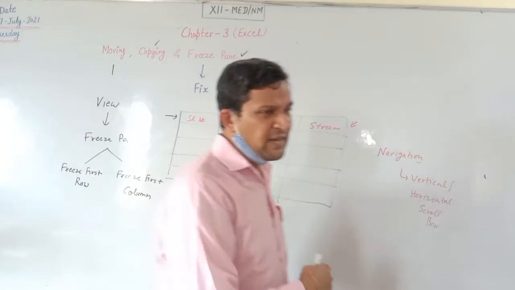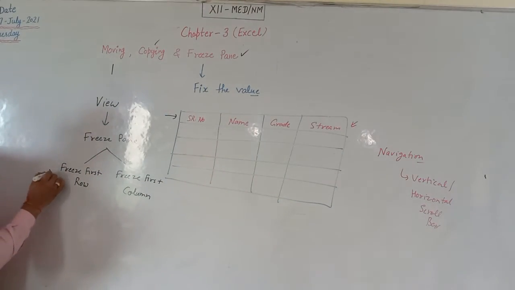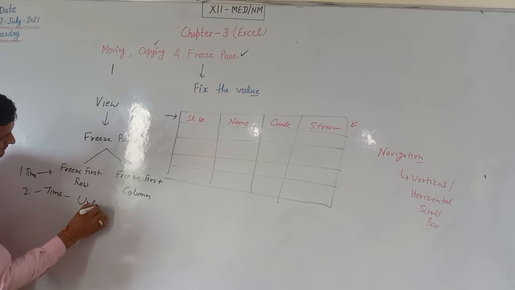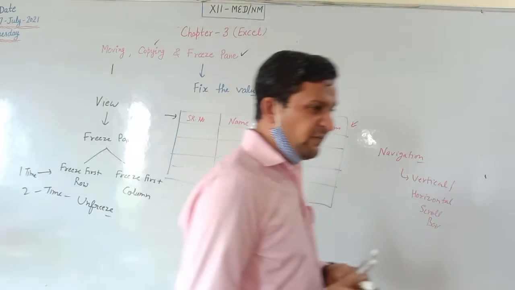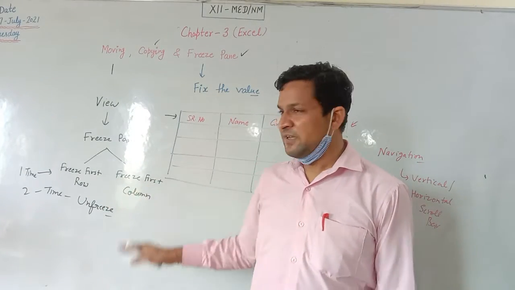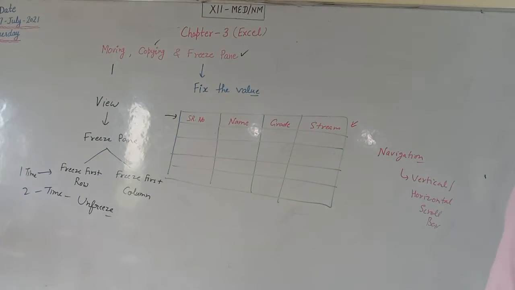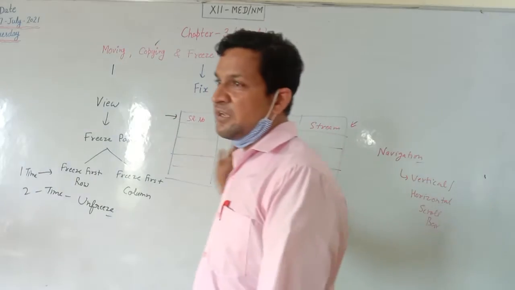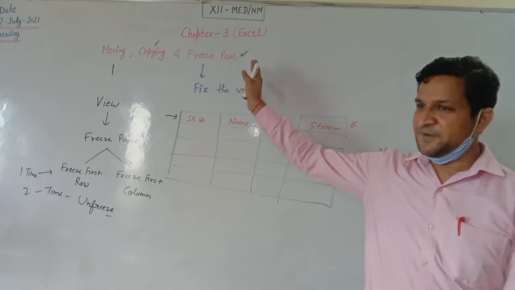Second time you select again, it will become unfrozen. So two options are there. One time it is freeze, second time it is unfreeze. When you freeze, then the option will be there: unfreeze first row. If you freeze the first column, then next time the option will be there: unfreeze first column. We can fix the position of the first row and first column. Data will be as usual. Either you are having any number of records, no problem. This is the concept of freeze pane.